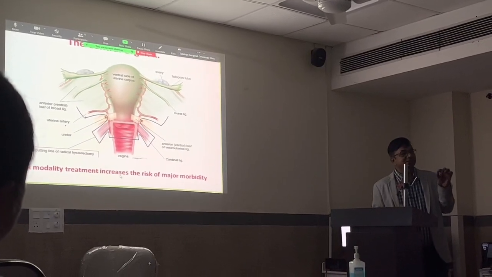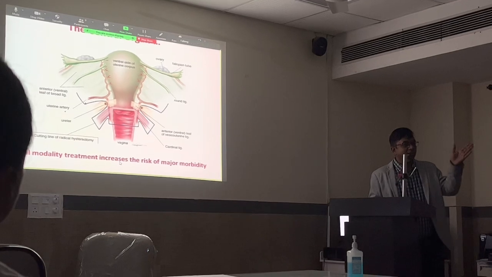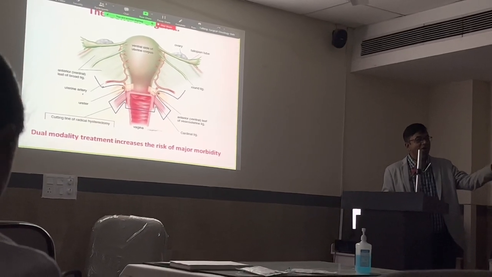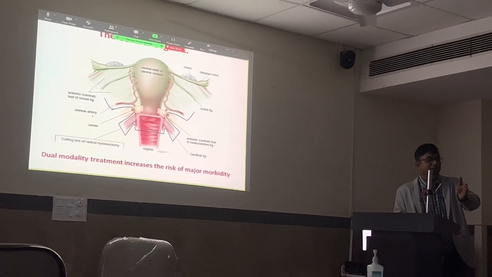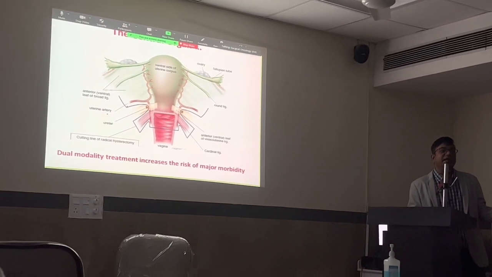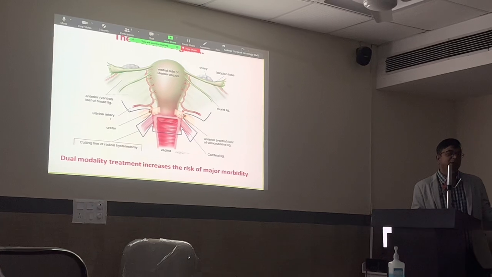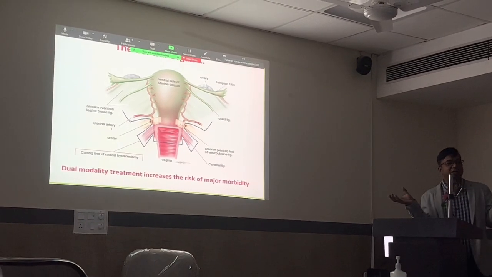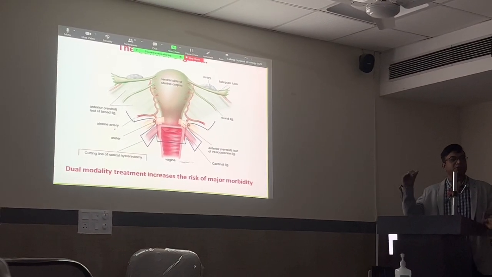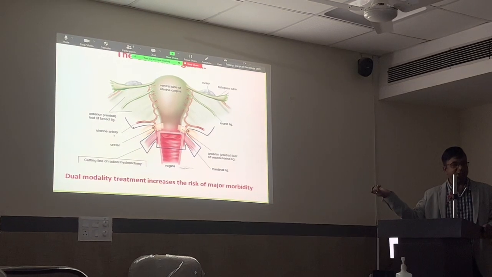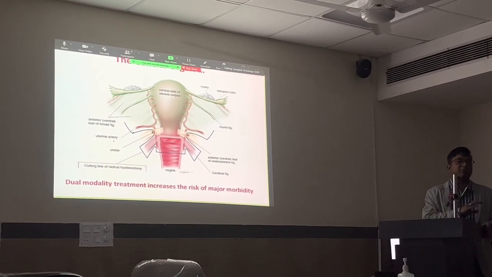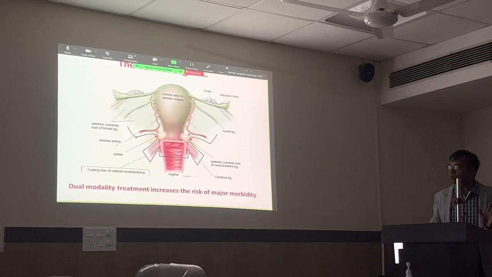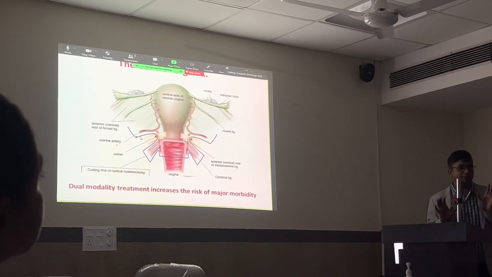The concept is a single modality treatment. You have to select either the surgery or chemoradiotherapy. Okay, which is quite in contrast with the head and neck carcinoma management. Both the modalities are equal in terms of disease free and overall survival. Only the toxicity profile or the side effect profile or the patient related profiles are different. So we don't want to mix those things up.